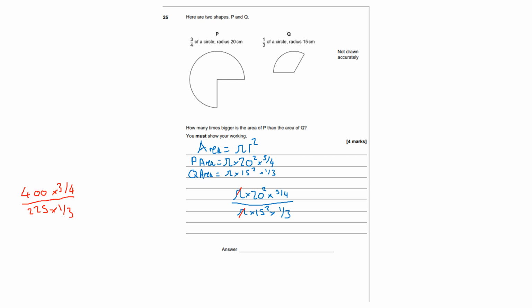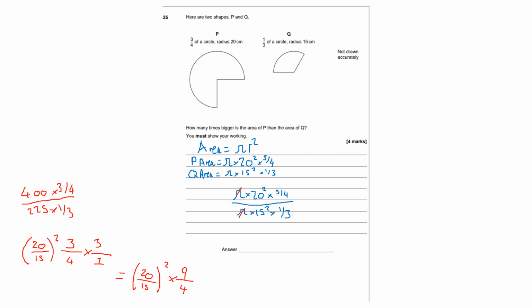So we can keep these as 20 and 15 for now. And then we've got 3/4 divided by 1/3. So 3/4 divided by 1/3 is the same as 3/4 times 3/1. So that will equal 20 over 15 squared times 9/4.